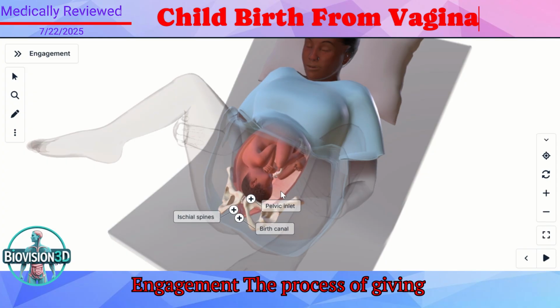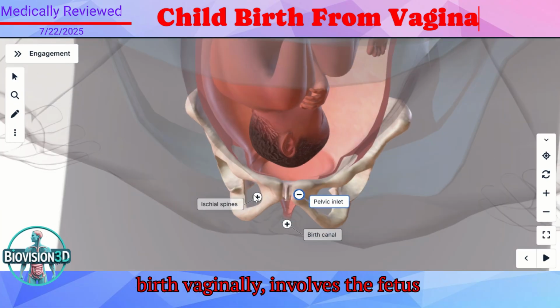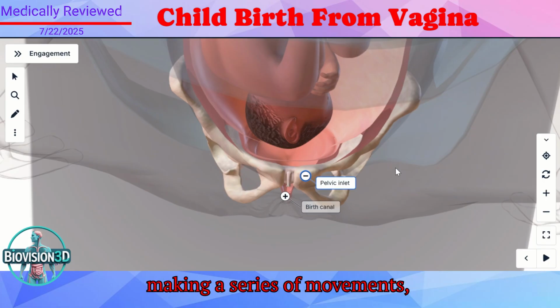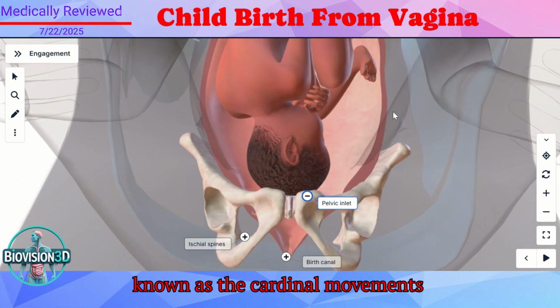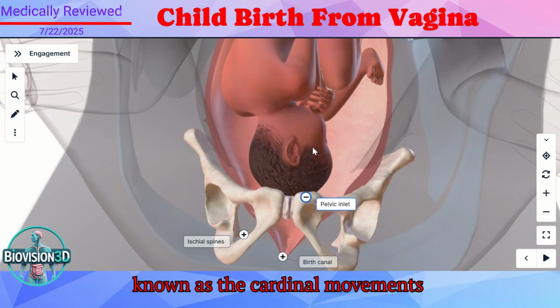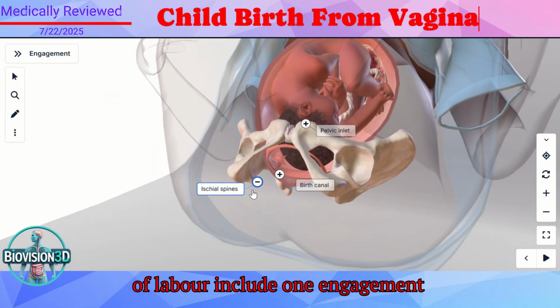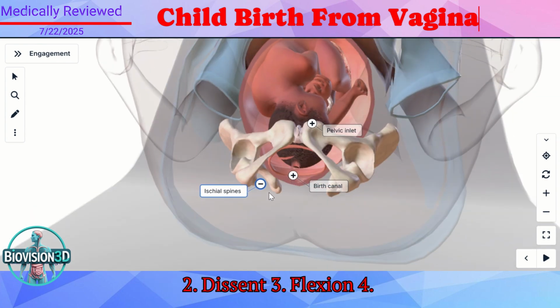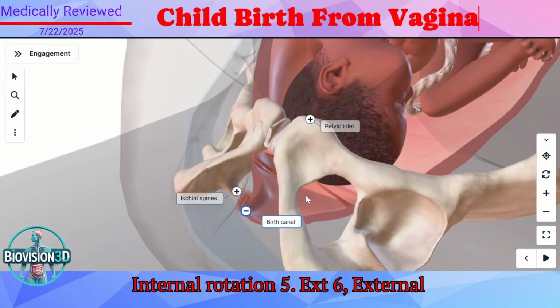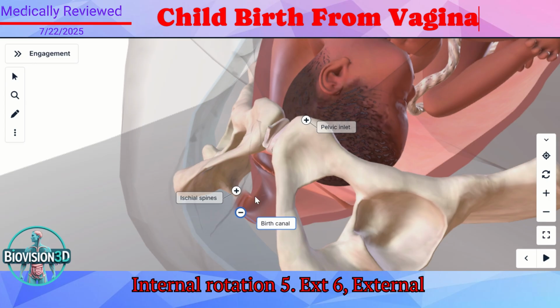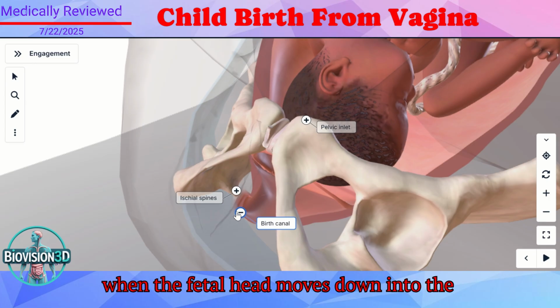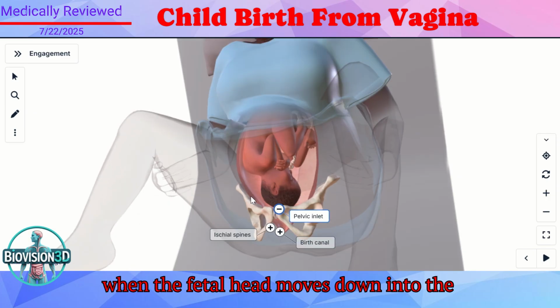Engagement. The process of giving birth vaginally involves the fetus making a series of movements known as the cardinal movements of labor. The cardinal movements of labor include 1. Engagement. 2. Descent. 3. Flexion. 4. Internal rotation. 5. Extension. 6. External rotation. 7. And expulsion.